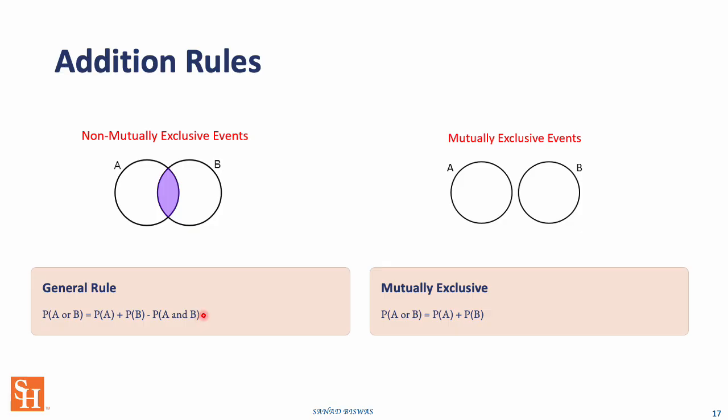Now for mutually exclusive events, what happens? For mutually exclusive events, there is nothing in common between A and B. Therefore, the probability of A or B equals simply the sum of the individual probabilities. That means the probability of A plus the probability of B.